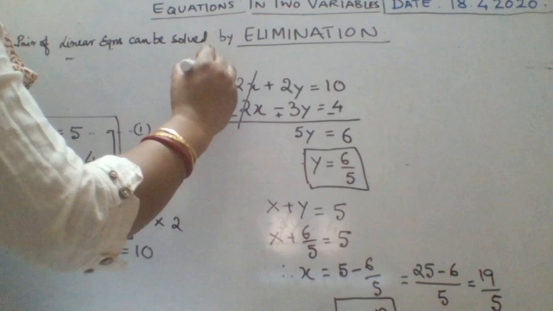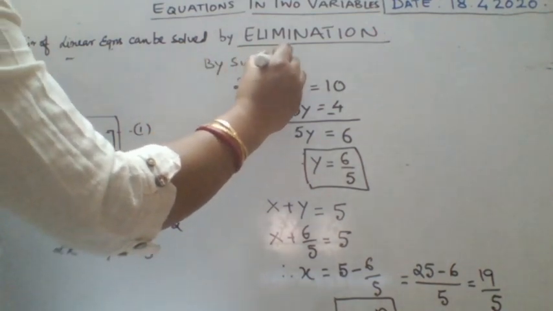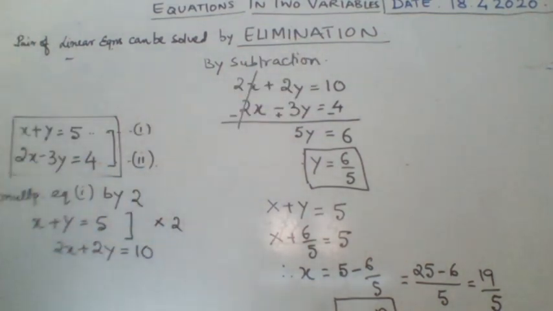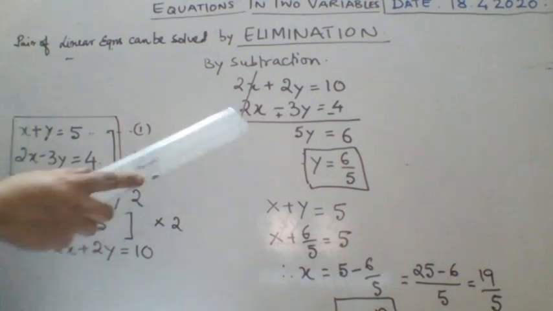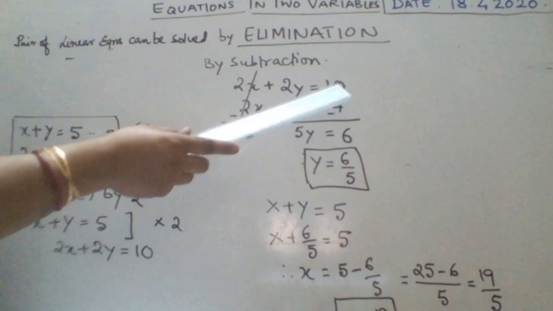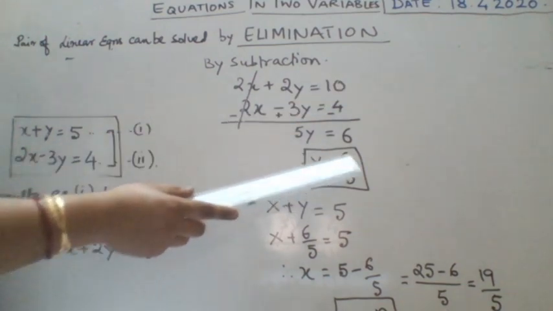Okay. So after subtracting, you write by subtraction. You have subtracted it. So by subtraction, x gets cancelled. So x gets eliminated. We have eliminated x. Now this is 2y plus 3y, that is 5y. 10 minus 4 is 6. So y is equal to 6 upon 5.